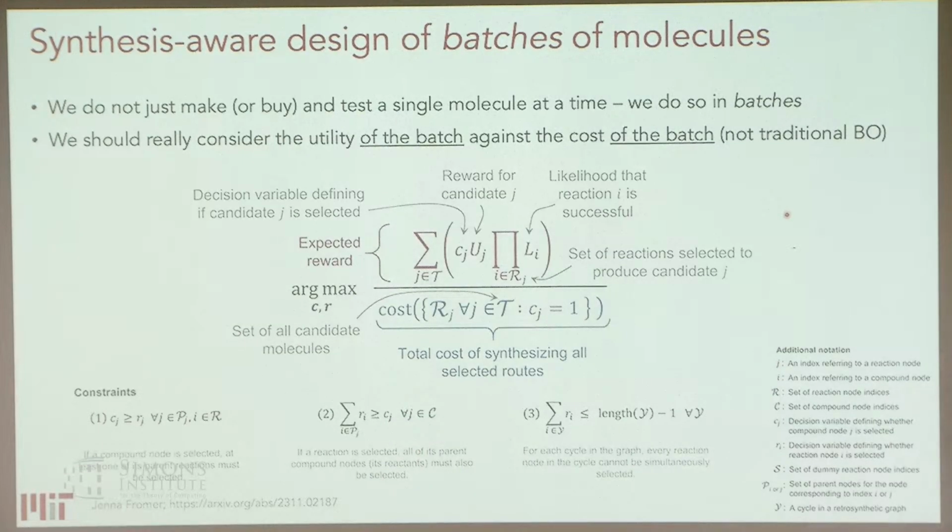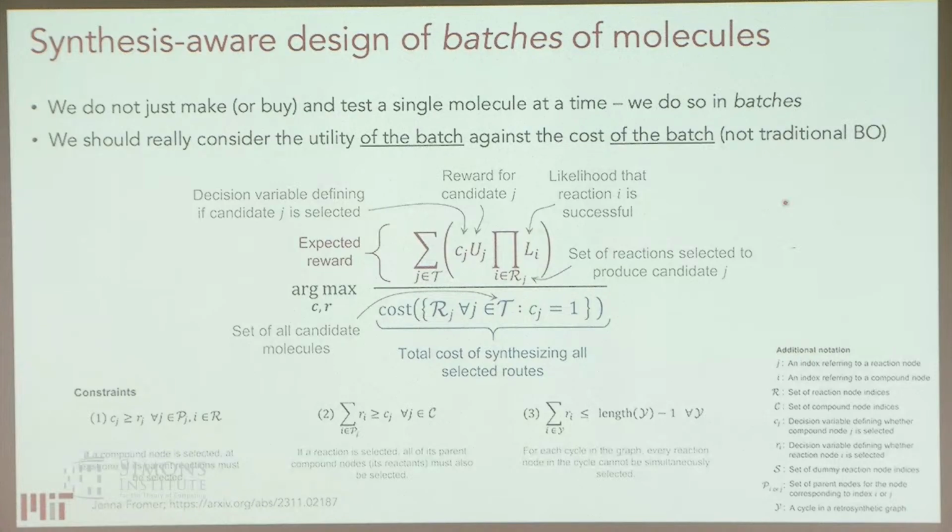We treat this as a big integer program where what we're actually optimizing over is the choice of whether to run certain reactions and whether to include certain chemicals. So I'm not going to talk through all the notation here because I really just want to convey the main themes. But we're deciding which molecules from our large candidate set to make and what are the reaction pathways to make them, or if we can buy them, just the fact that we're going to buy them instead of make them.